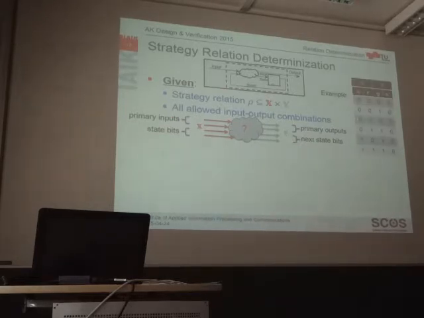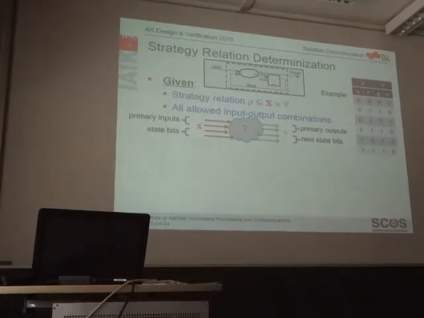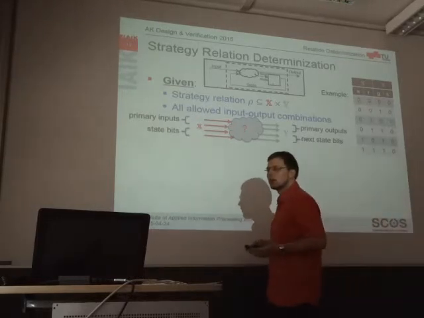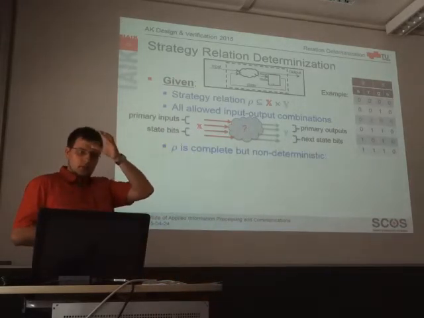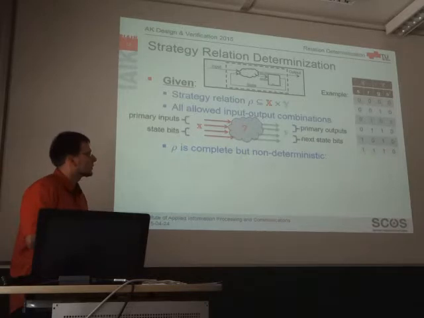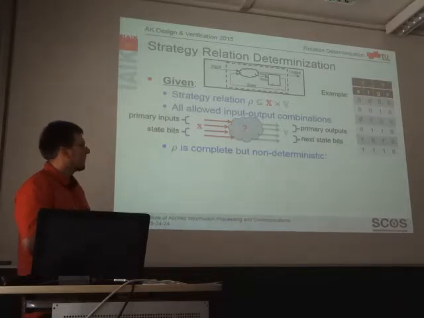So let's say this is a very simple example where we have two such inputs. One basically talks about the state and one is a primary input, I think, but it doesn't really matter. And one is an actual output and another one is the next state that we are going to go to. So if you look at this, it is complete. We have all possible combinations of these two inputs here, but it's not deterministic.